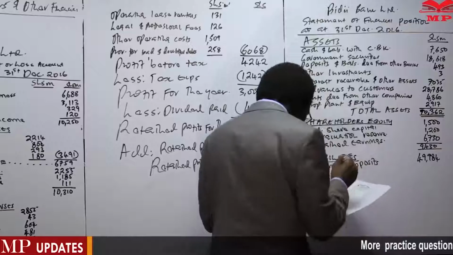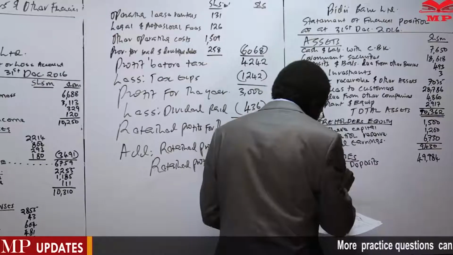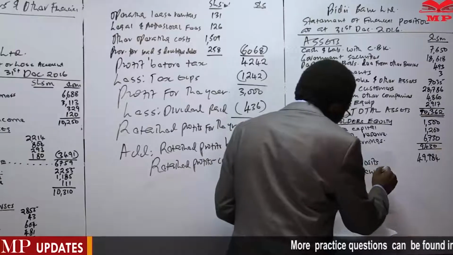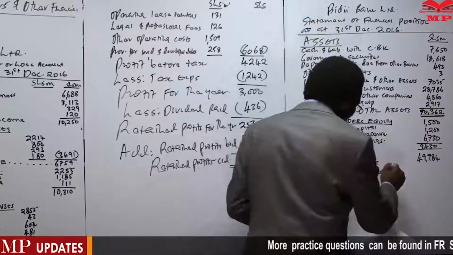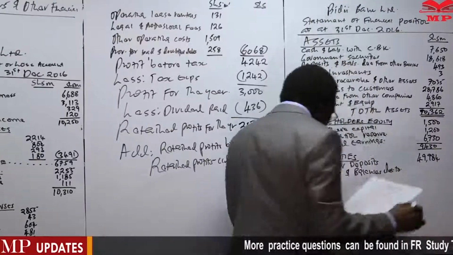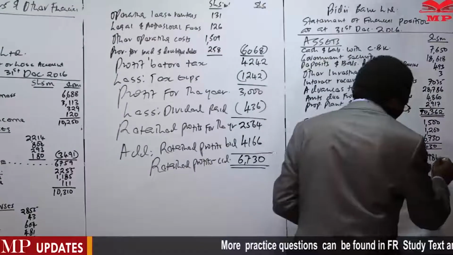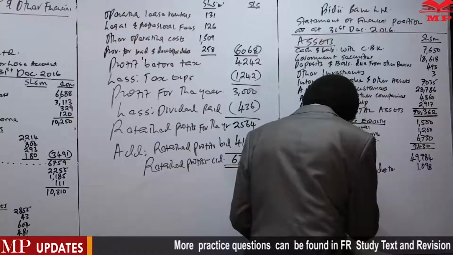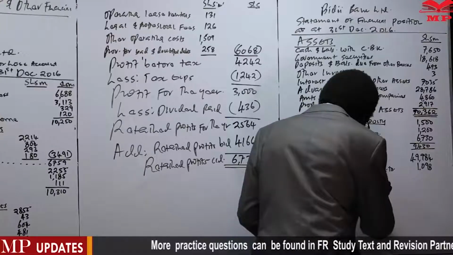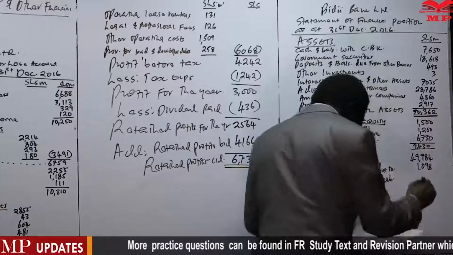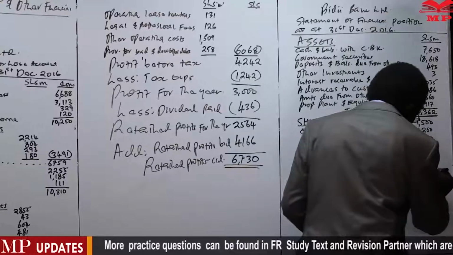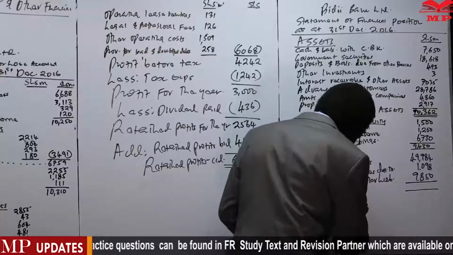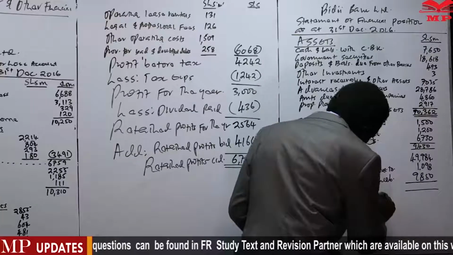Then we have deposits and balances due to other banking institutions, 1098. We also have interest payable and other liabilities, which is 9850. So we have that. Then we now determine the total equity and liabilities.